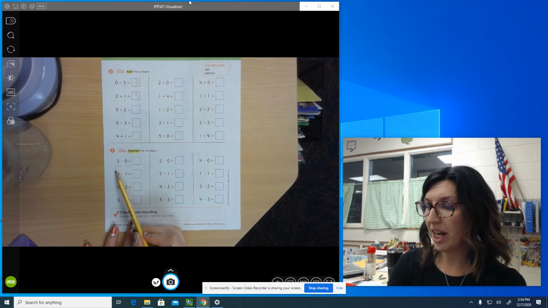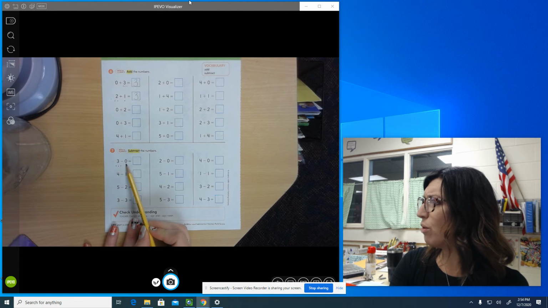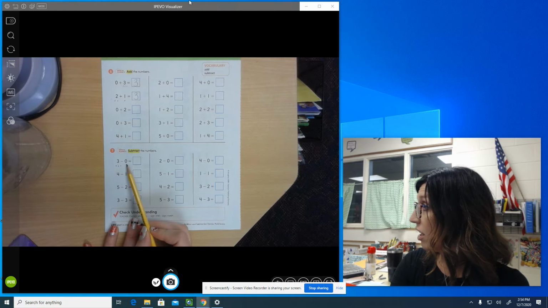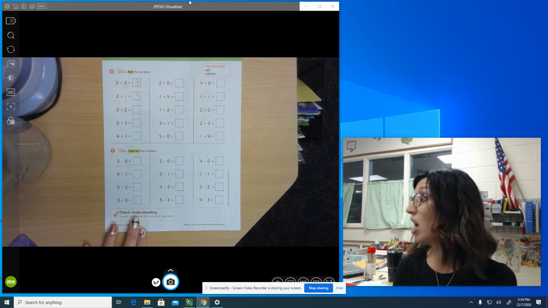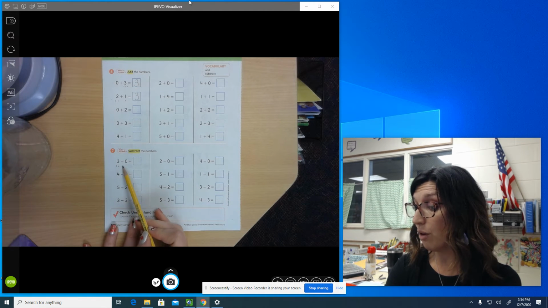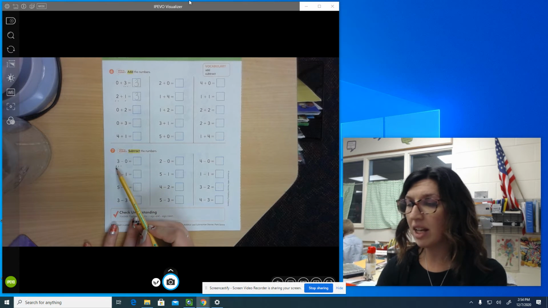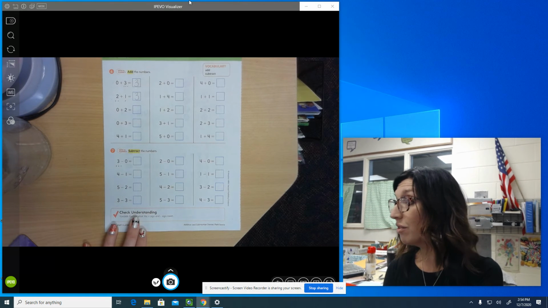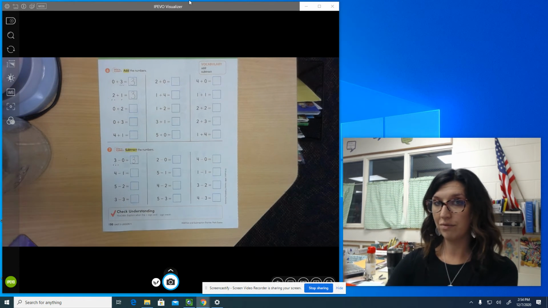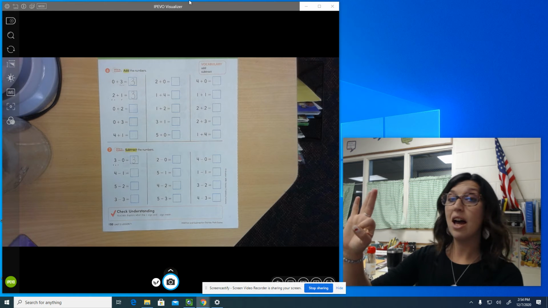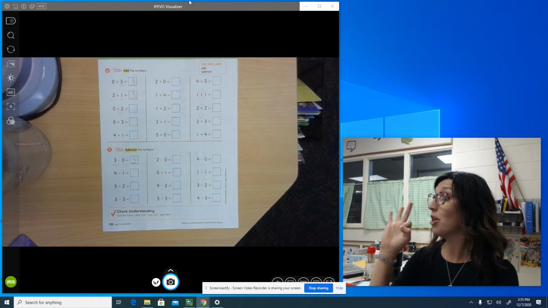Okay, let's look at this problem though. I started with 3, so I drew 1, 2, 3 dots. And then how many do I have to take away? 0. So do I cross any out or not cross them out? Not cross them out. Then I count how many are left. How many are not crossed out? Kindergarten friends, how many are not crossed out? 3 are not crossed out. So 3, let's do it with our fingers. 3 minus 0, that means I didn't take any away, is still 3.